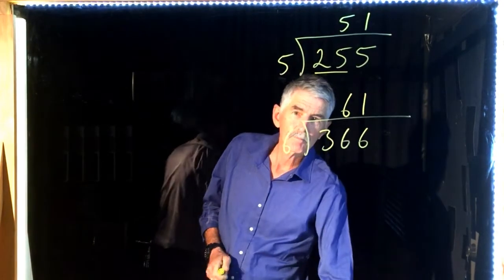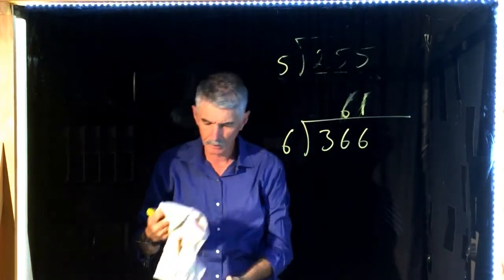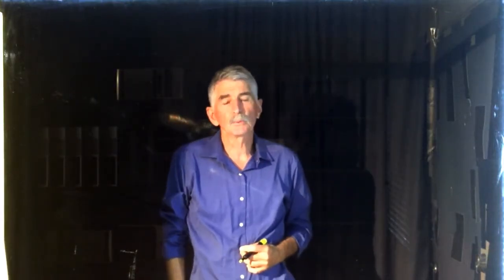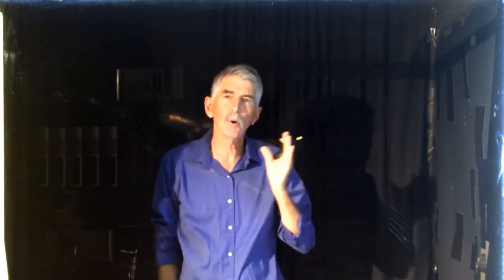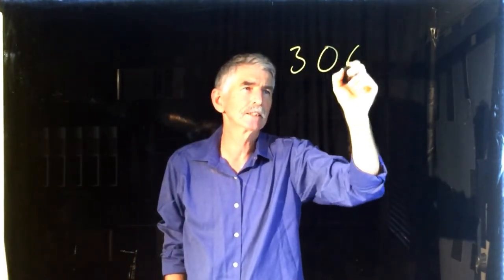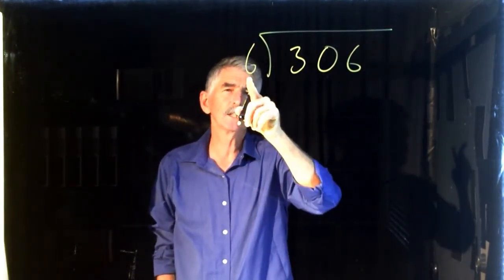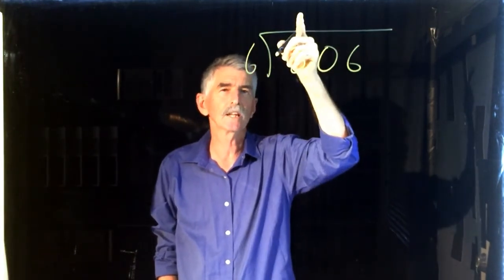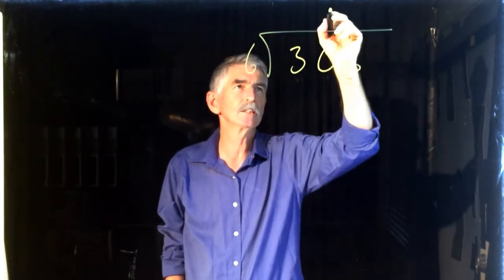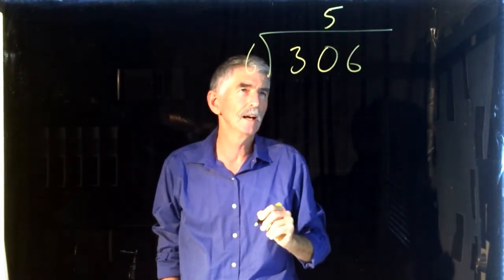Alright, stop there and we'll do something a little bit different. So for this session what we're going to do is divide a number which has a 0 in it by a single digit number. So we're going to divide 306 by 6. So we ask ourselves the question, how many times does 6 go into 3? It doesn't go. How many times does 6 go into 30? The answer is 5, and the 5 goes directly above the 0.